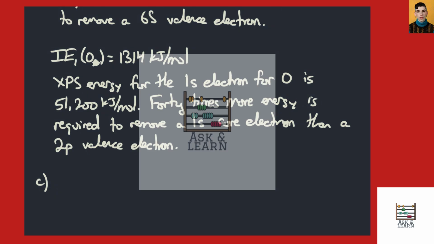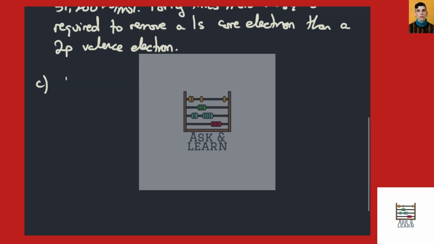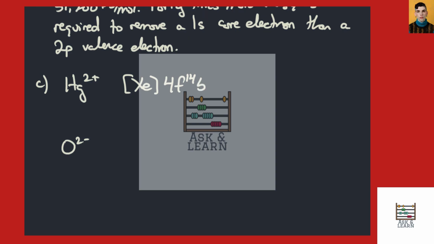And for part C, we have to write out the ground state electron configurations for Hg2+ and O2- and indicate which are the valence electrons. So for Hg2+, its electron configuration is a core of xenon, 4f14, 5d10, and the 5d10 would be the valence electrons in the outermost shell.